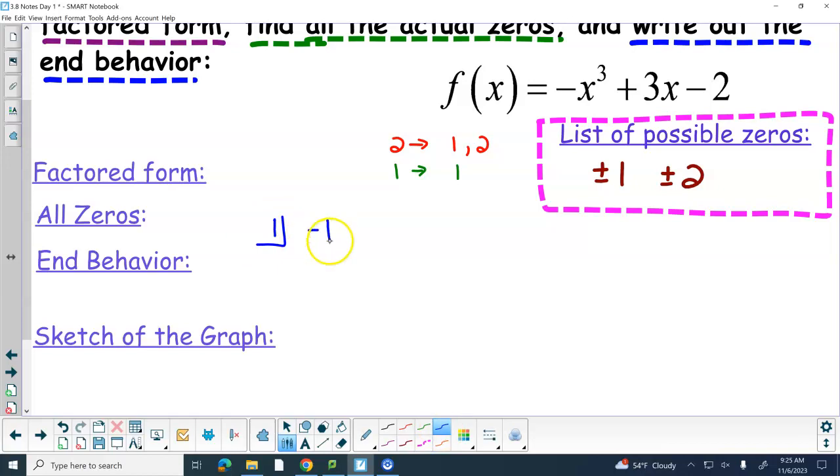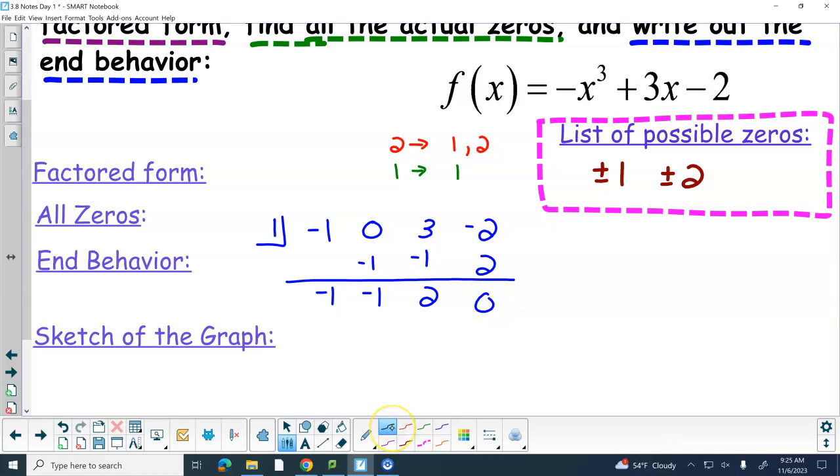I've got negative 1, 0, 3, and negative 2. The kicker is that 0 placeholder for the x squared term. Okay? Negative 1, negative 1, negative 1, 2, 2, 0. Okay? So f of x factors to be, if this is a 0, then what is the factor? x minus 1?